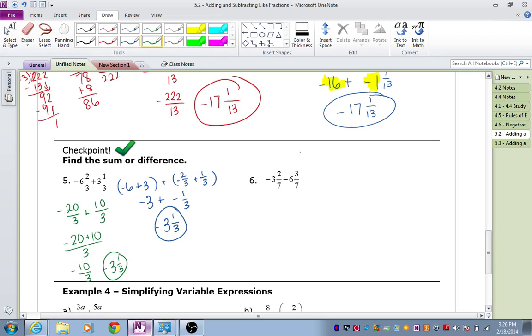For number 6, improper fraction way, 3 times 7 is 21, plus 2 is 23, so negative 23/7. 6 times 7 is 42, plus 3 is 45, so minus 45 sevenths. This is negative 23 minus 45 over 7. That's plus a negative. So we get negative 68 over 7. 7 would go into that 9 times, so negative 9. That would be 63. So negative 9 and 5 sevenths.